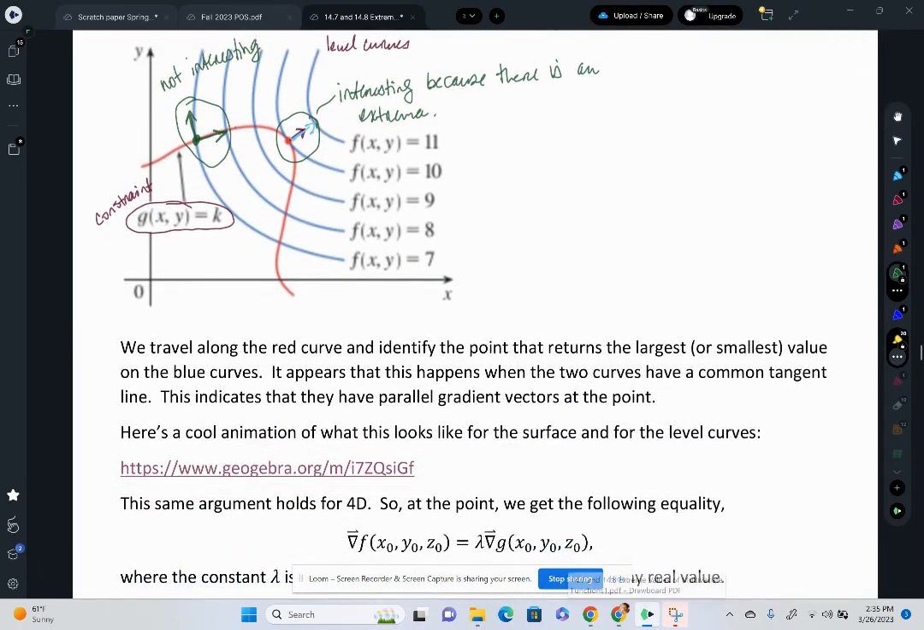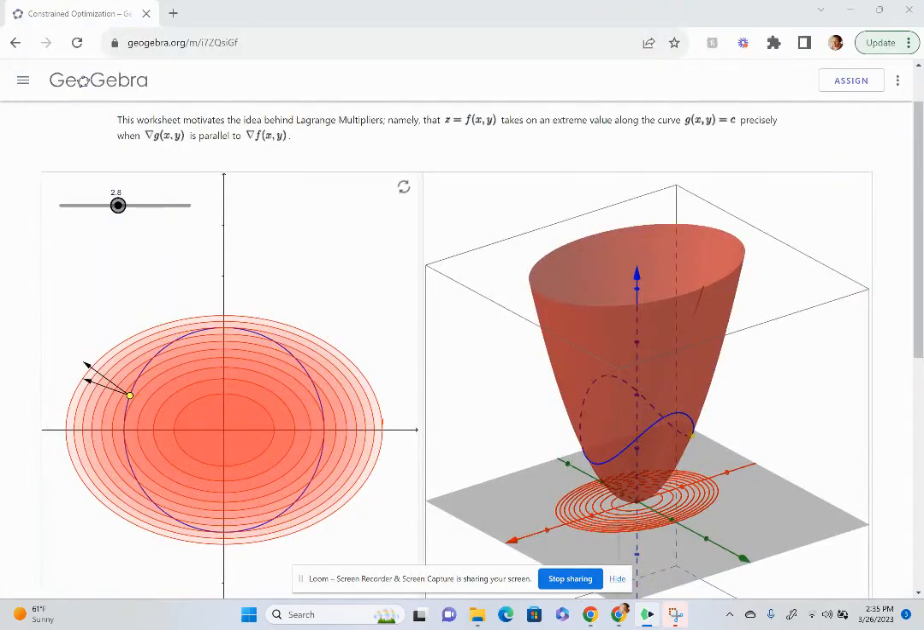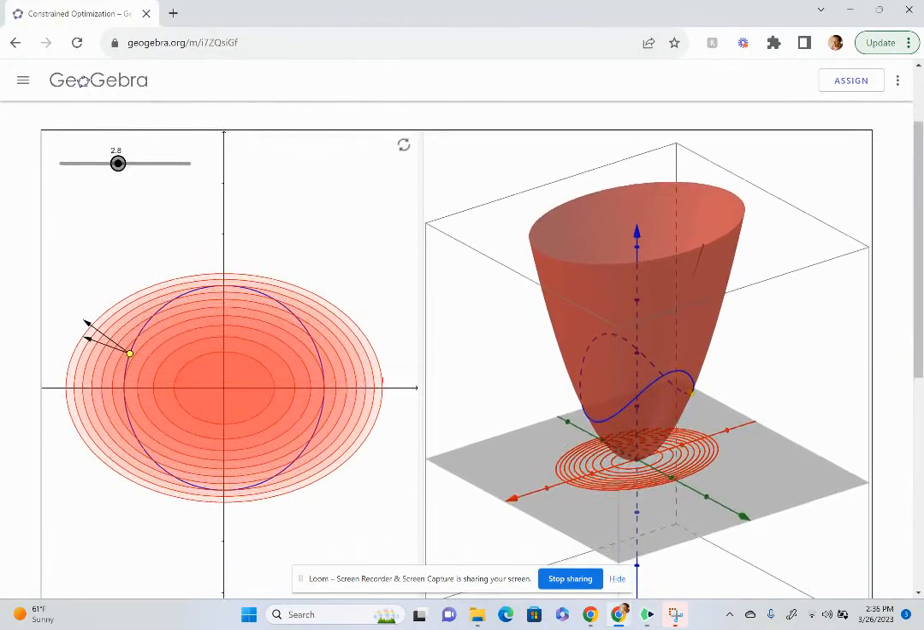I did want to show you what this looks like in an animation. So this is a really cool animation. The link on the notes takes you here. This is on GeoGebra. And what we have here on the right is a surface. It looks like it is a paraboloid. And then you can see on the XY plane, the level curves projected down. And then the blue curve that is going around on the paraboloid, that's the constraint function on our surface. And then the left image is the projection that we're seeing on the XY plane.